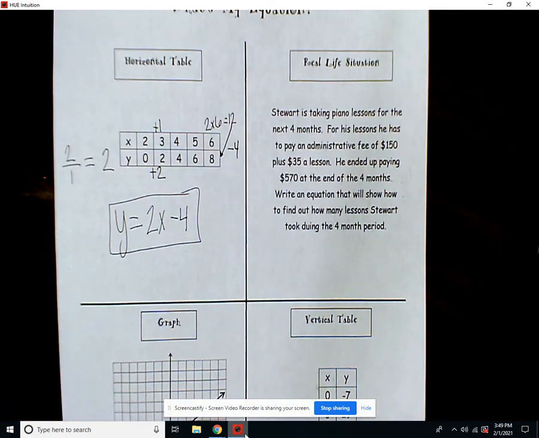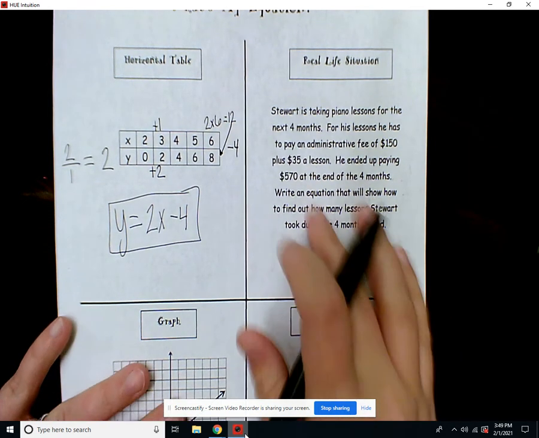Okay, our word problem. Stuart is taking piano lessons for the next 4 months. He has to pay an administration fee of $150 plus $35 a lesson. He ended up paying $570 at the end of 4 months. Write an equation that will show how to find how many lessons Stuart took during the 4-month period.